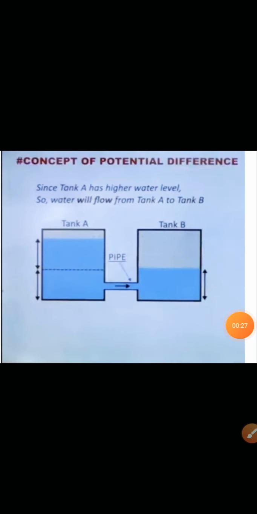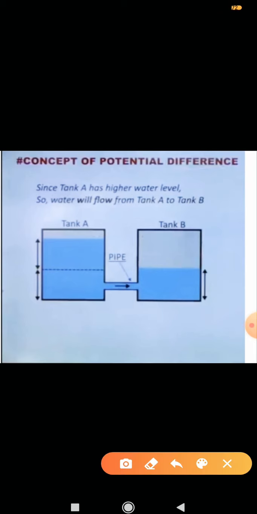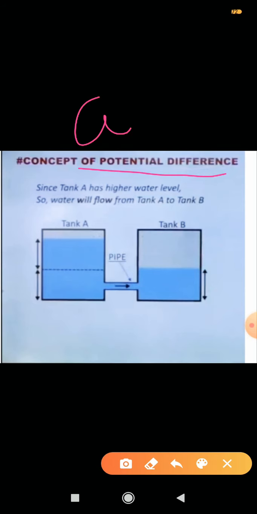So let's start with potential difference. What is potential difference? We completed electric charge and electric current. The third point is potential difference. In previous grades, 5th, 6th, 7th, we know what potential is. But what is potential difference and how does it relate to current? We are going to explain it.